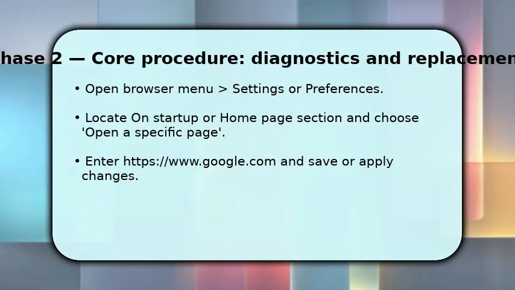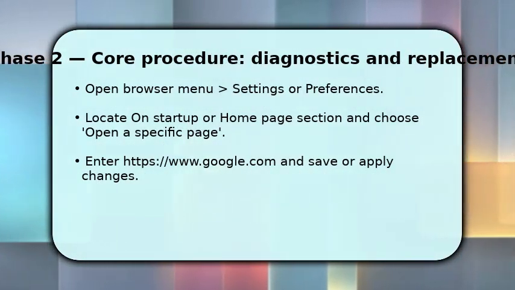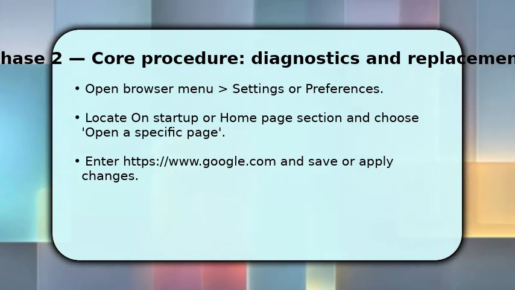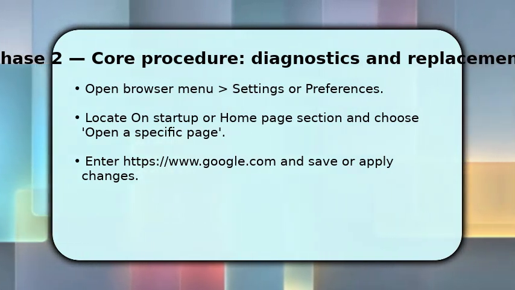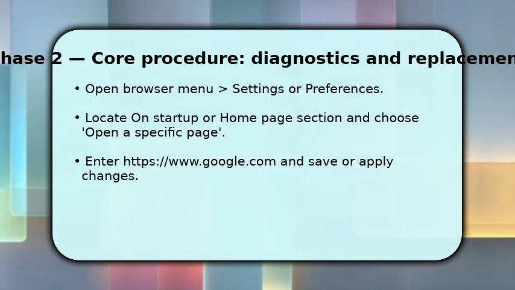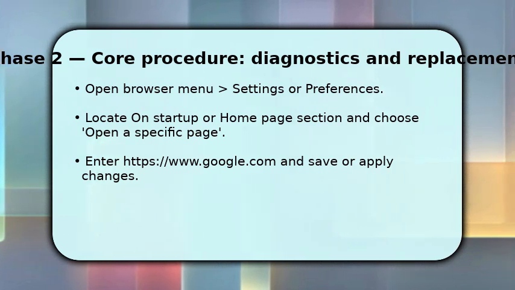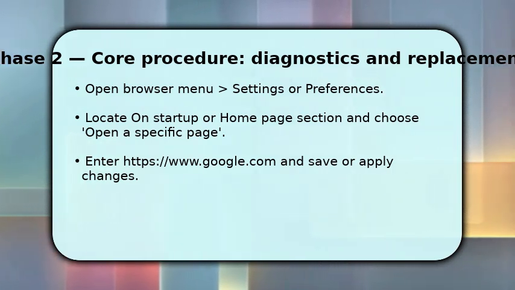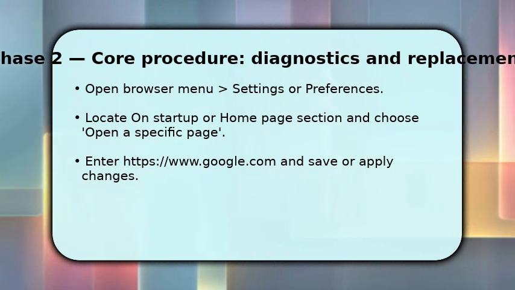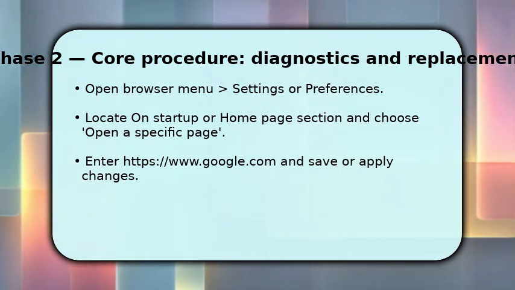You'll now change the home page in Settings. The location varies, so look for Home Page or on Startup. Once there, choose the option to open a specific page or set a home page. Type or paste https://www.google.com into the field. This ensures the exact page loads.